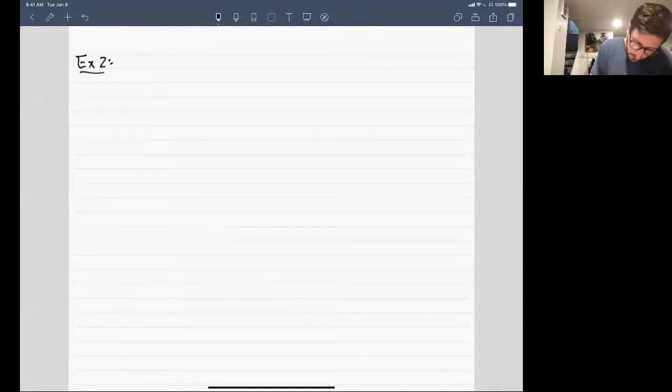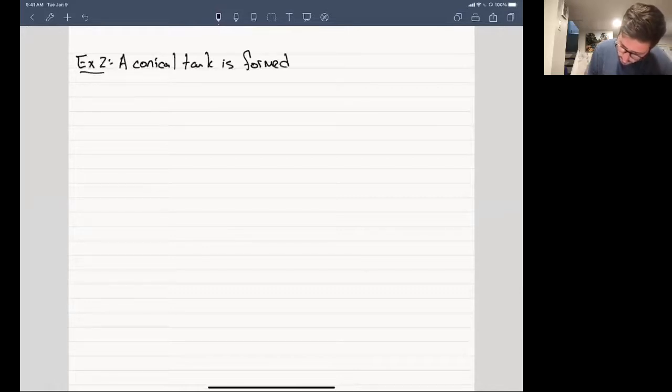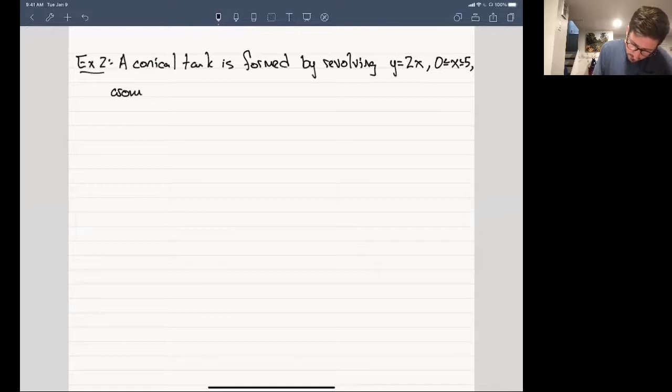A conical tank is formed by revolving y is equal to 2x with x running between 0 and 5 around the y-axis. So we've got a surface, or sorry, a solid of revolution here. Actually, this could be better characterized as a surface of revolution because this thing is going to be empty.